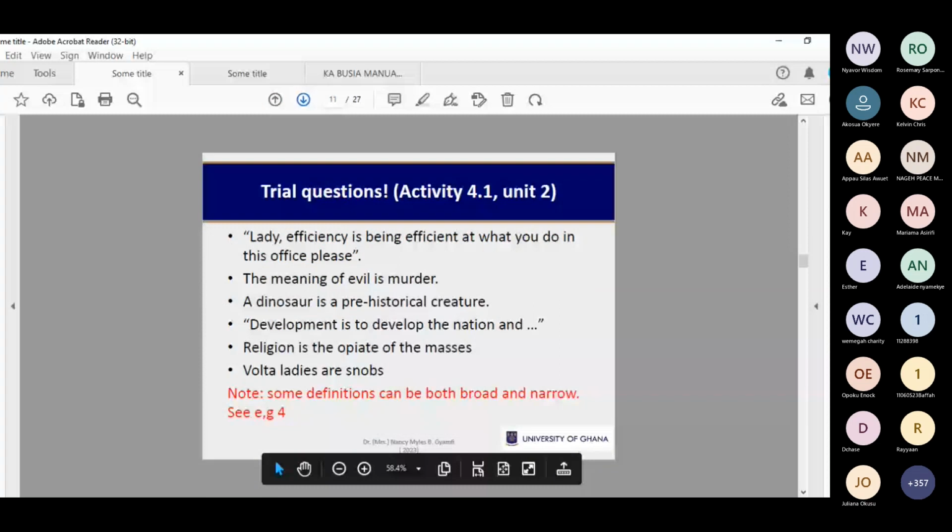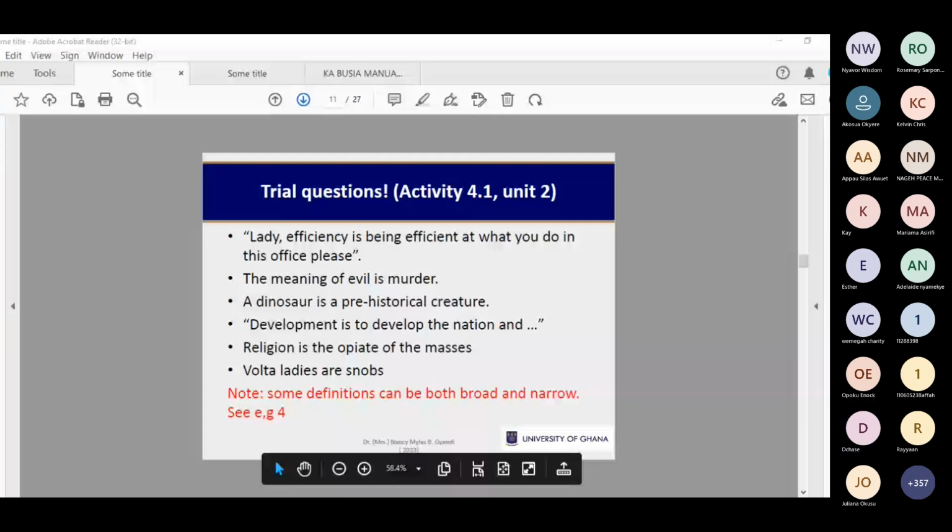Evil on our screen. The meaning of evil is murder. I'm telling you, if you don't know evil, look at murder. What will be the problem with that? Chorus answers. You talk a little. After that, then it's broad. Madam, please, it's too broad.